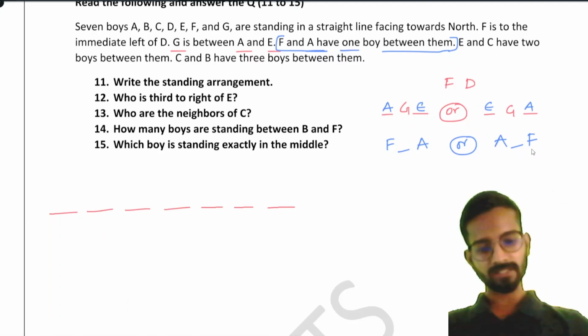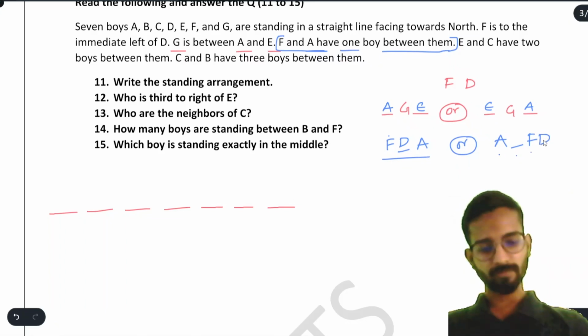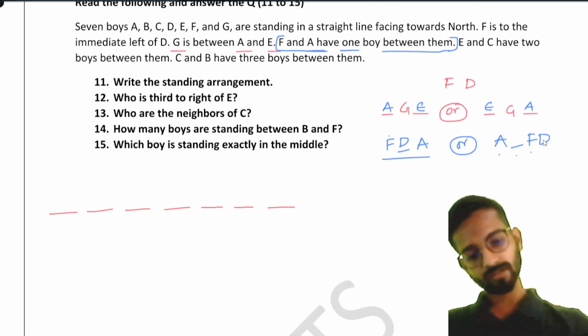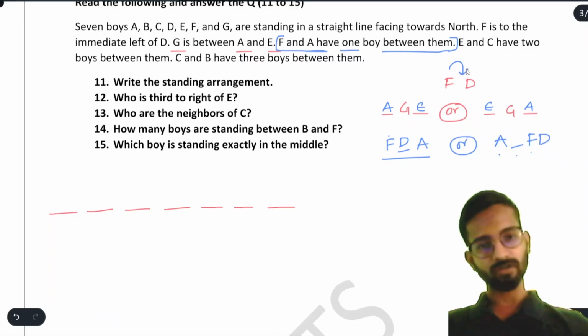But remember this. If A dash F is the possibility, then we know that wherever F is, D should be in between them. So it should be F, D and A. And if A dash F is there, it will be A dash F, D. Simple. Because wherever F is to the right, it will be D for sure.